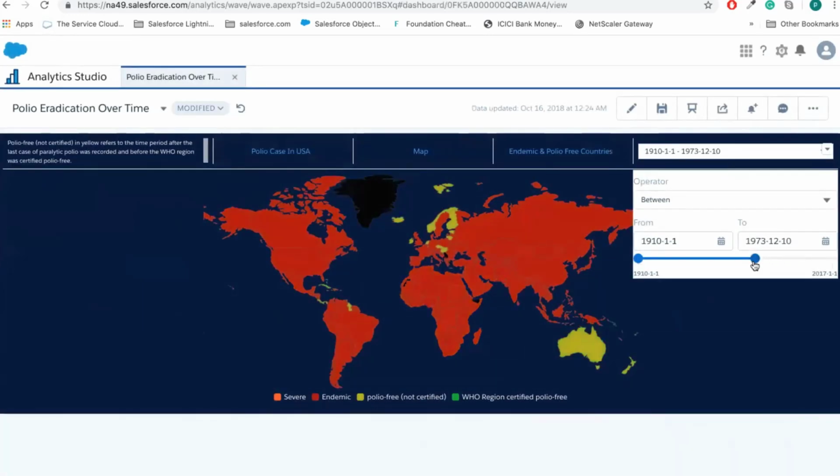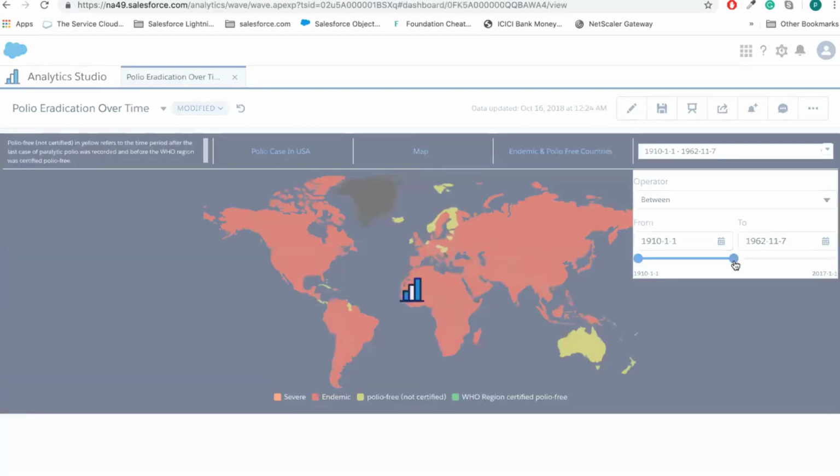1973, you can see that a majority of the countries on the planet were affected very severely by polio, right? And you can see a bit of color coding over here. You can see yellow. What it's saying is that these countries were polio free, but they were not certified by WHO because they were still doing some sort of proof checks and making sure that polio is completely eradicated. But let's go a bit further and let's see.